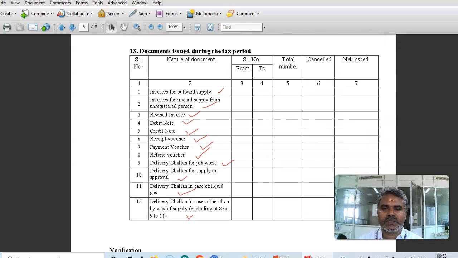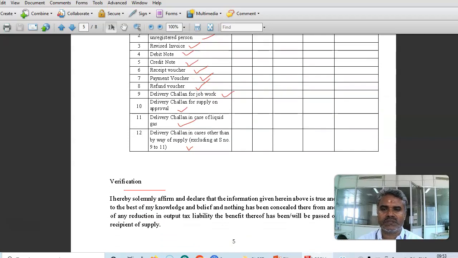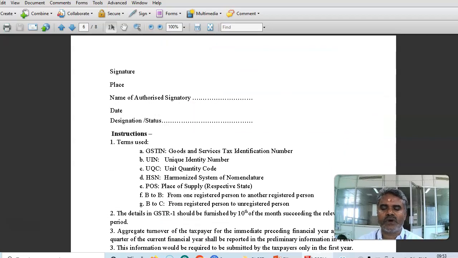The last one is very, very important: documents issued during the tax period. Whatever documents you issued will be listed out here, and you give the detailed information from number to total number. Suppose you have cancelled anything, that is also mentioned in this column. So this is form 1, my dear students.